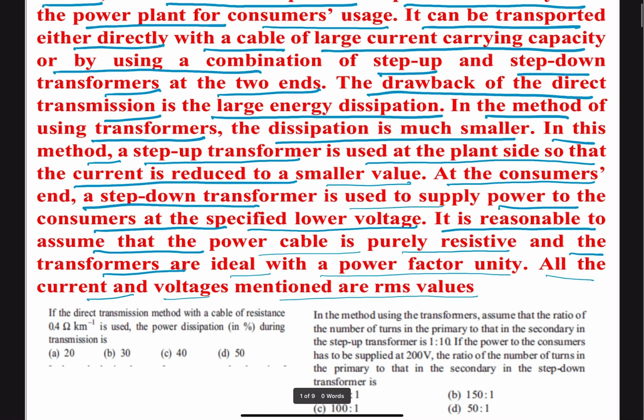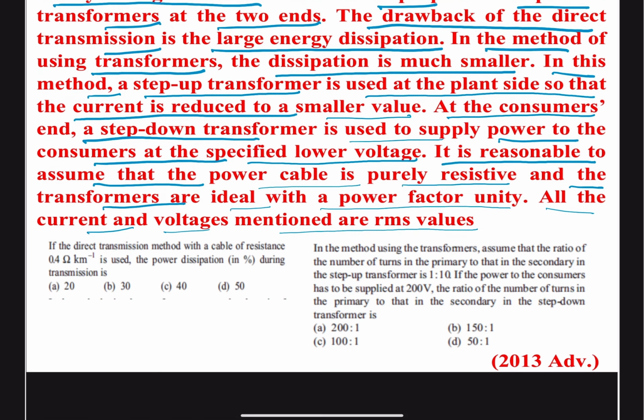Based on this passage, we have two questions. In the first part, we are asked that if the direct transmission method with a cable of resistance 0.4 ohm per kilometer is used, the power dissipation in percentage during the transmission is. And we have a second part also. In the method of using the transformers, assuming that the ratio of number of turns in the primary to the secondary of the step-up transformer is 1:10, if the power to the consumer has to be supplied at 200 volt, the ratio of number of turns of primary to that of secondary in the step-down transformer will be.